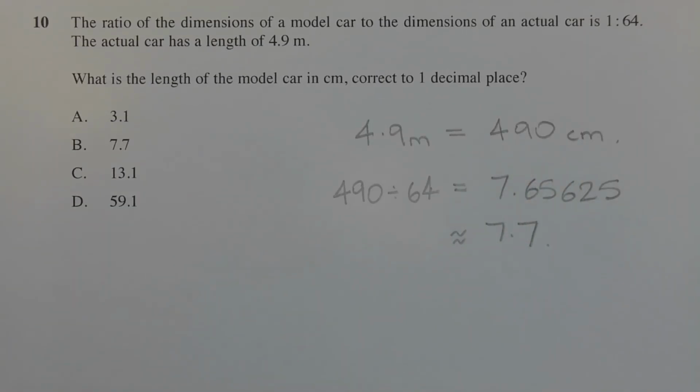Now, the scale that's given here is 1 to 64. That means the model car is 64 times smaller than the actual car, which means we'll take the actual measurement of the car, which is 490 centimeters, and we'll divide that by 64 to get the length of the model car. And we get 7.65625 centimeters, which rounds to 7.7 centimeters, correct to 1 decimal place. Therefore, the correct answer is option B.